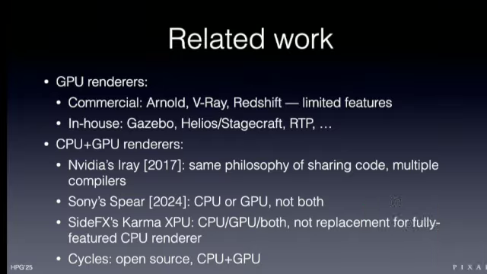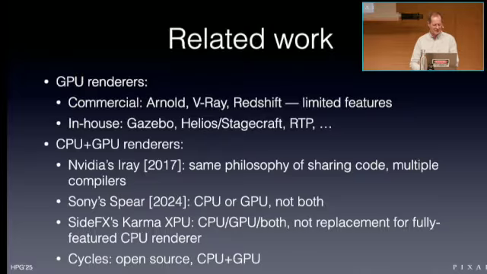Okay, so related work. Let me first talk about GPU renderers. There are several commercial renderers like Arnold, V-Ray, and Redshift that have a separate GPU version. And those GPU versions have somewhat limited features compared to the full renderer. Also, several movie companies have an in-house renderer. Weta have their Gazebo renderer. At ILM, they have Helios Stagecraft. At Pixar, we have one called Real-Time Previewer. Again, because their goal is not to render final frames, that's not really what they do.